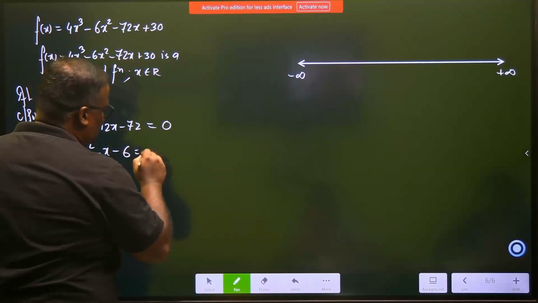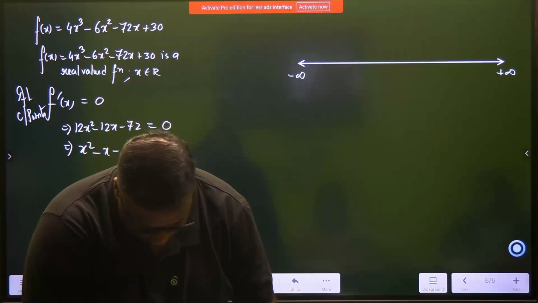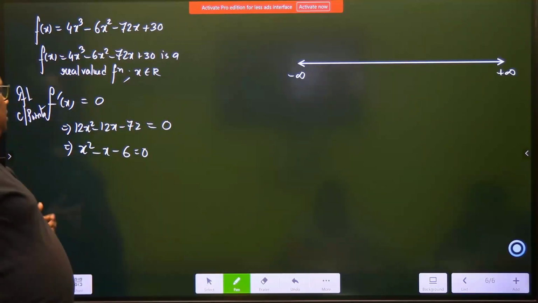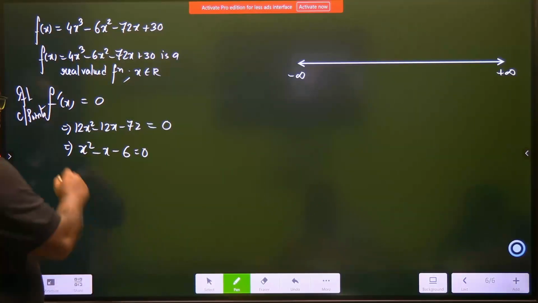6 is equal to 0. Is the question coupled correctly, plus 30 minus, yeah. So solve this. 3 and 2 will give us 6. Yeah. So let's solve it.